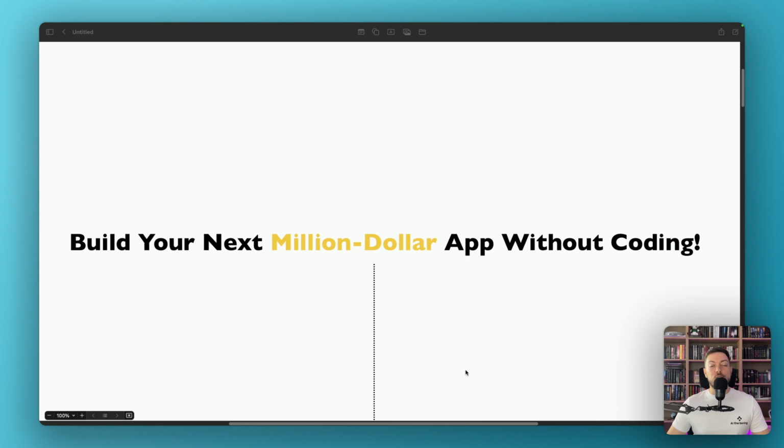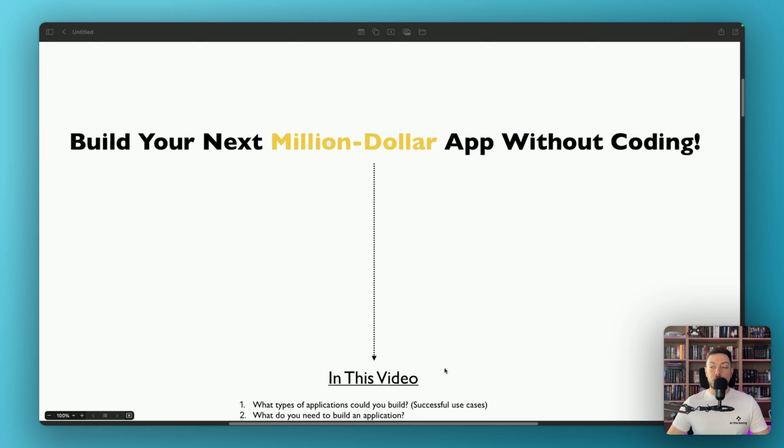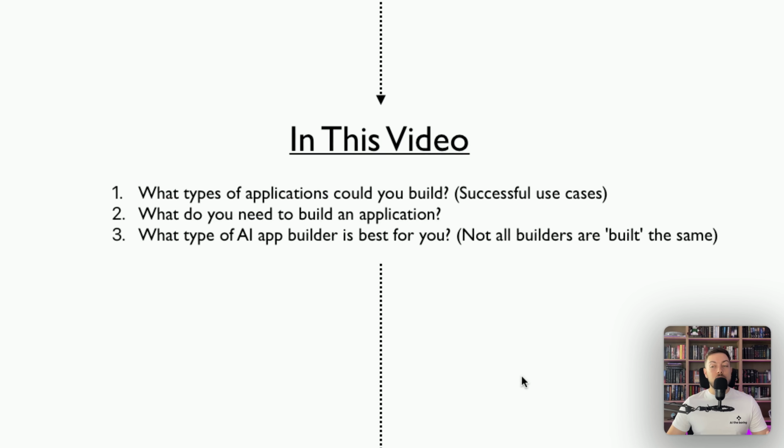Let's jump in. Alrighty, so you want to build your next $1 million app without any coding experience. That is why you're here. This is what we're going to cover in this video. We are going to look at the types of applications you could build, some of the successful use cases, who has achieved success in the AI space or in building applications with AI no-code builders. We're going to show you where that standard is, what you could potentially achieve. There are people that are making thousands to hundreds of thousands of dollars MRR with apps that were built using AI and no-code builders, people who have no coding experience. So we're going to look at a couple of those.